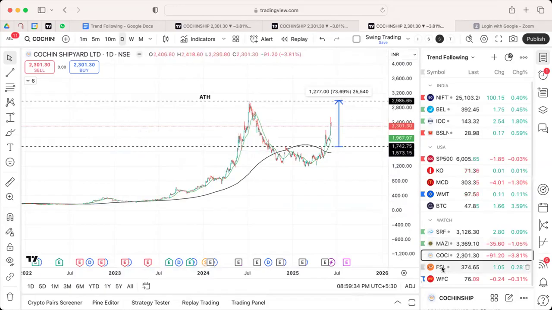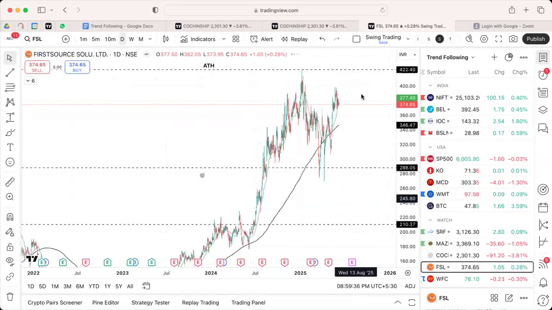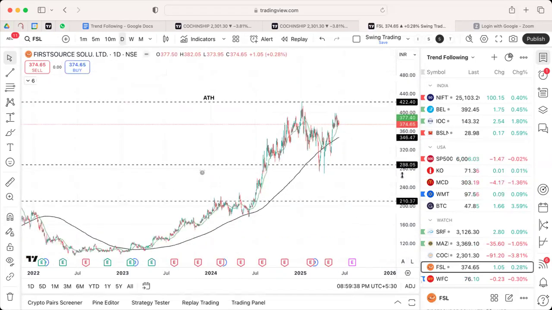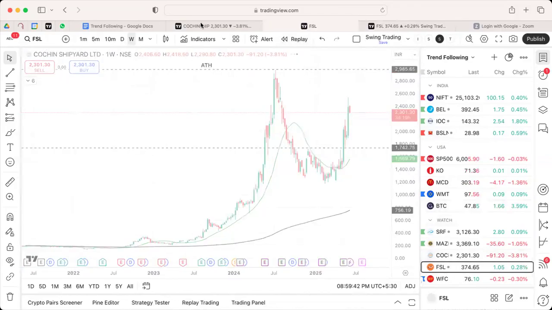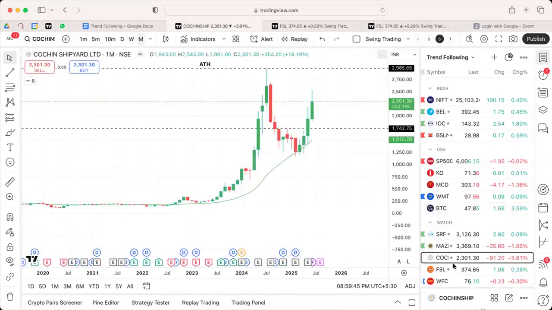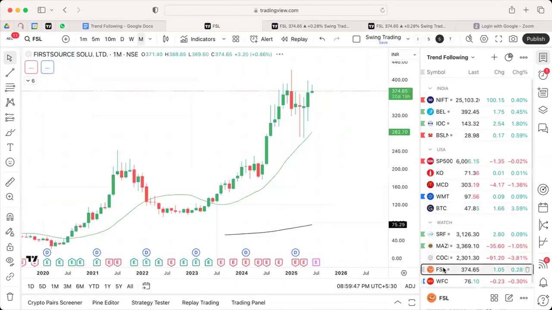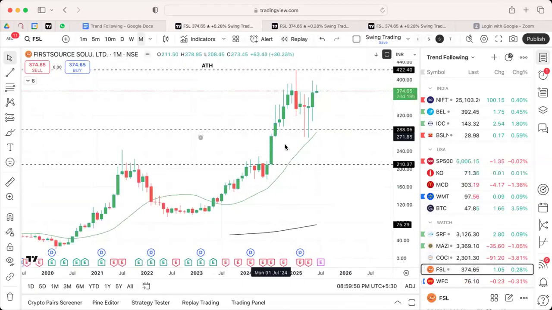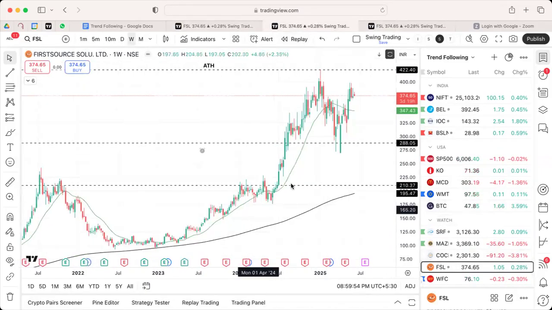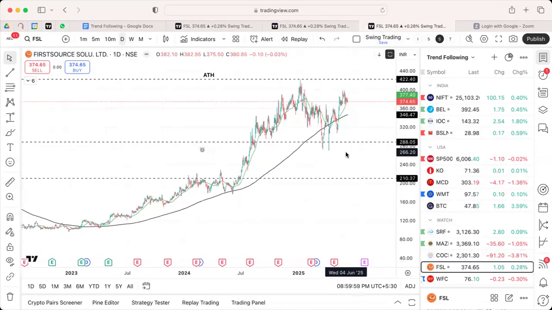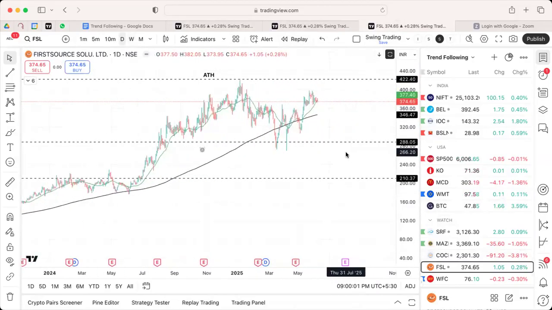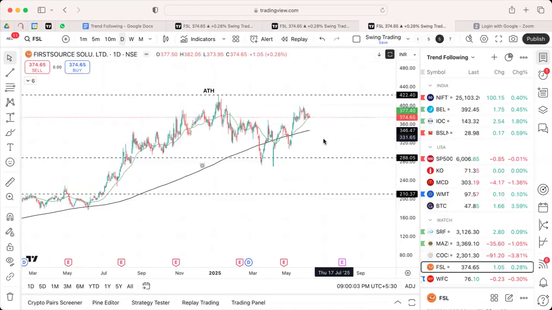Now let's go to 2 more examples. FSL is one, and then let's go to FSL on the daily, weekly, and the monthly charts. FSL. Okay, we'll begin with the monthly chart. The 20 is above the 200. Weekly chart, 20 is above the 200. And now the daily chart, the 20 is above the 200. Now, that's been a short time. See that? It just went above the 200, just right there.